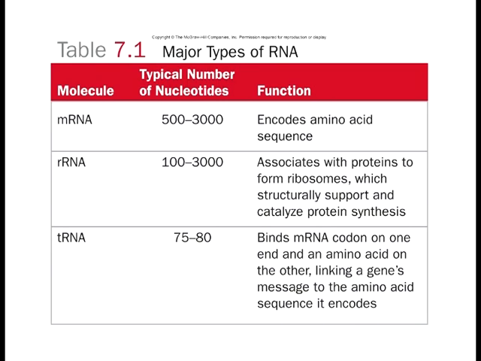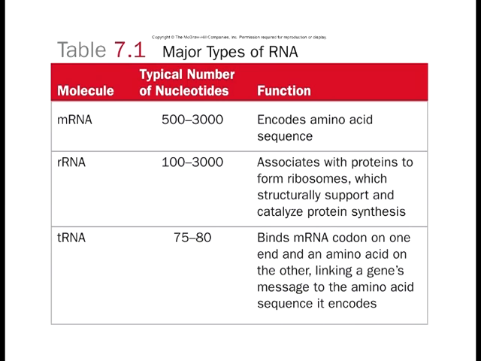Now, the messenger RNA is going to be different for every gene. We have 20 to 25,000 genes. The RNA is going to be different depending upon what gene is being copied. So the messenger RNA ultimately is that blueprint that the cell needs to make the protein to put the amino acids in the right order.